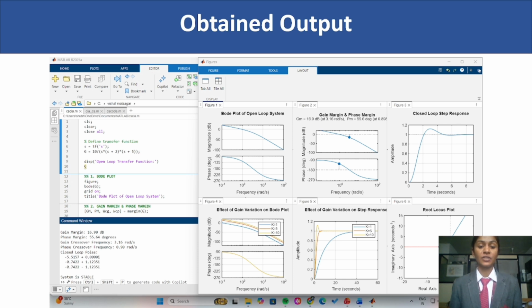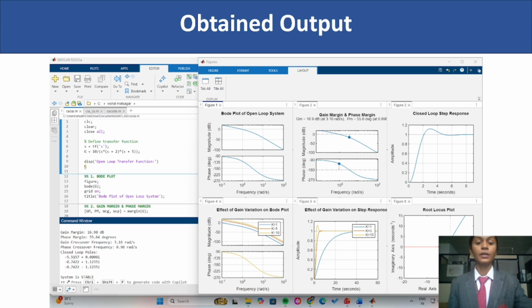Gain margin and phase margin. From the Bode plot, we determine two important parameters. Gain margin is the amount by which system gain can be increased before the system becomes unstable. Phase margin is the additional phase lag required to make the system unstable. In this system, gain margin is positive and phase margin is also positive. These values indicate that the system is stable and has good robustness.